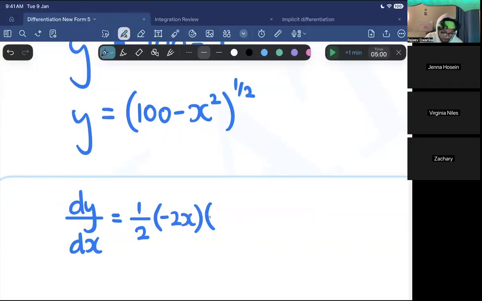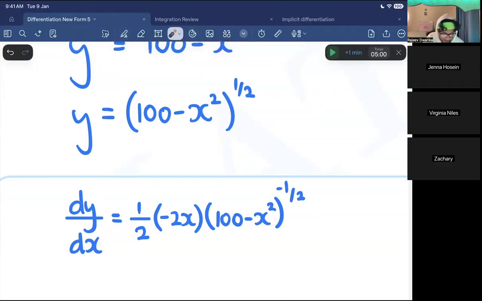Then you write back the function that was there, 100 minus x squared. And you do what with the power? You minus 1. Where's a half minus 1? Minus negative half. That's it.